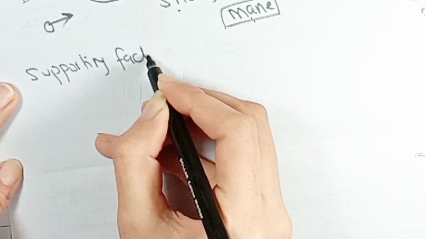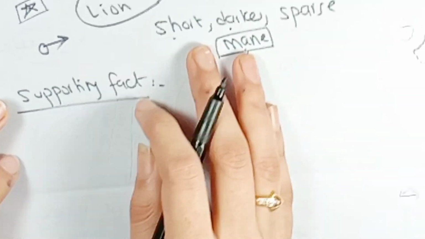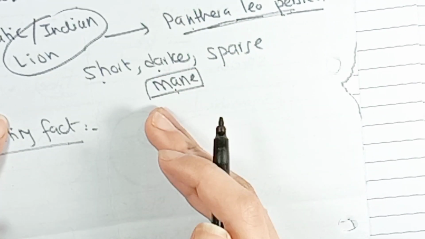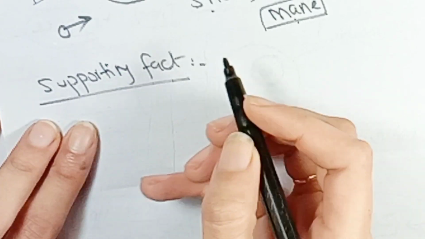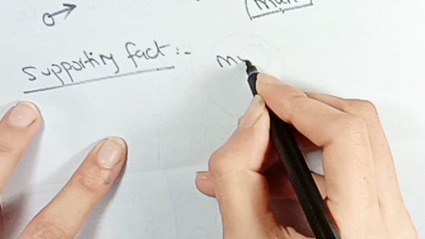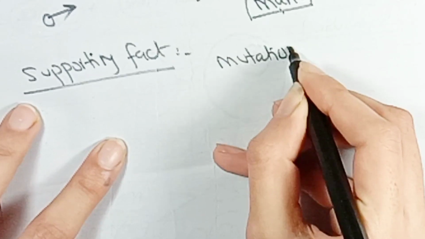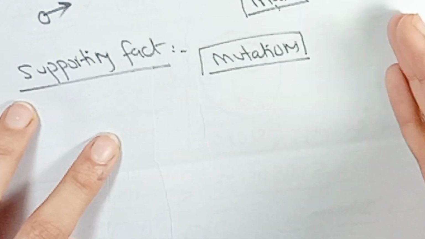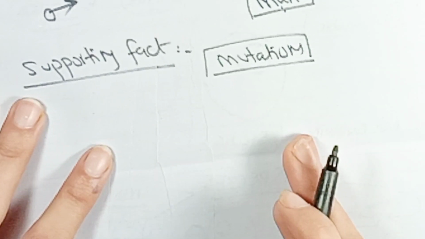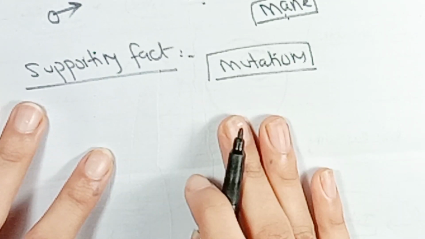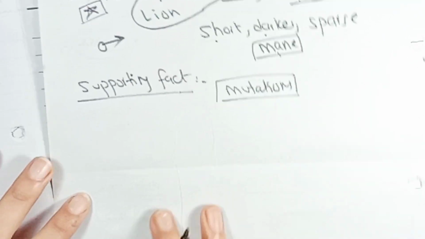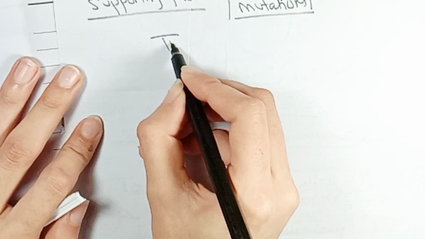The supporting fact is: how are these subspecies arising, what is the reason that subspecies are being found in nature? The fact is that mutations occur. Due to the mutations, they become genetically different. So this is the reason that subspecies arise abruptly from mutations at any place within the range of the species. Now we will talk about the types of subspecies concept.